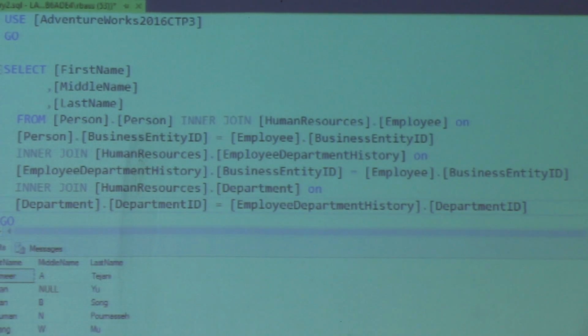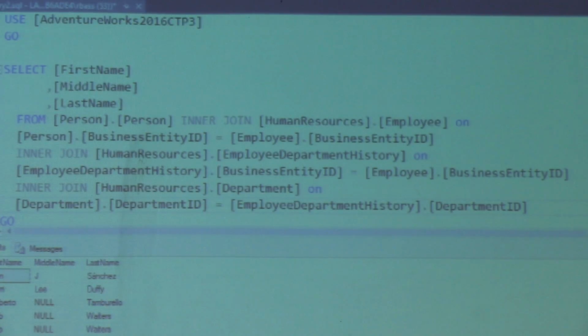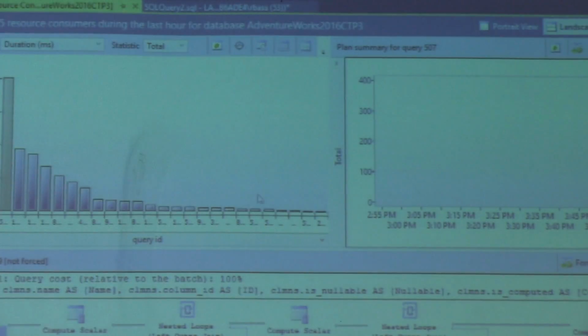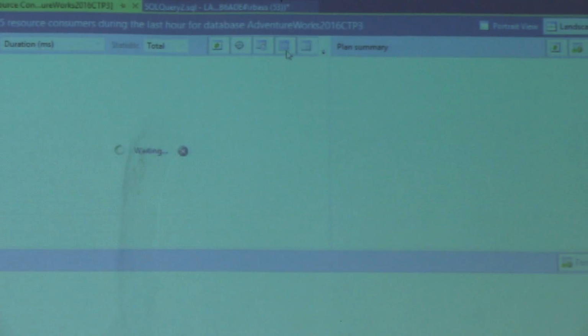If I execute this, this is very fast. I can make it more complicated, but we don't have time. So, I should simplify it.